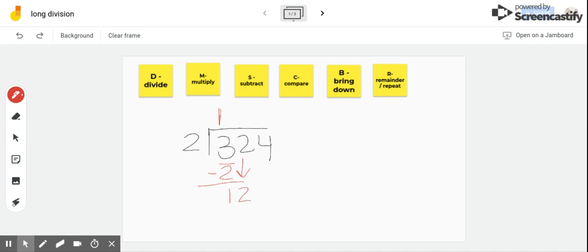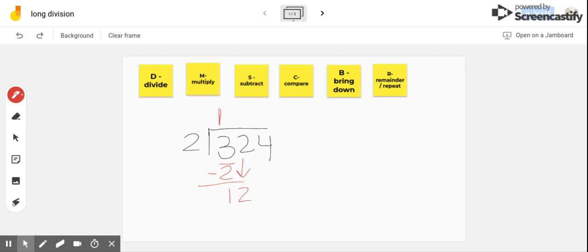Now, the last step is R, which is remainder or repeat. Well, I just brought down this 2. I didn't do anything with it mathematically, so I know I'm going to repeat. But here are other ways you can tell. The number down here has to always be less than your divisor. So 12 is certainly not less than 2. And also, if I have 324 M&Ms in 2 groups, would it make sense that only 1 M&M would be in each group? No, so I continue my work.